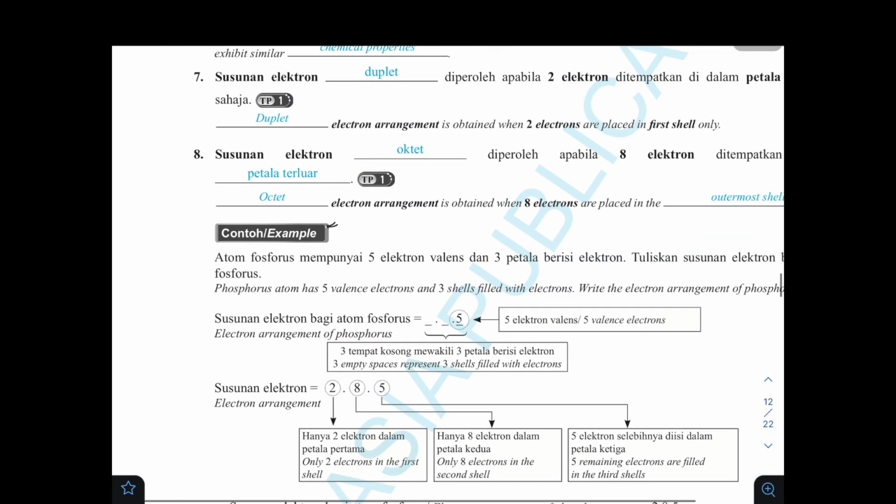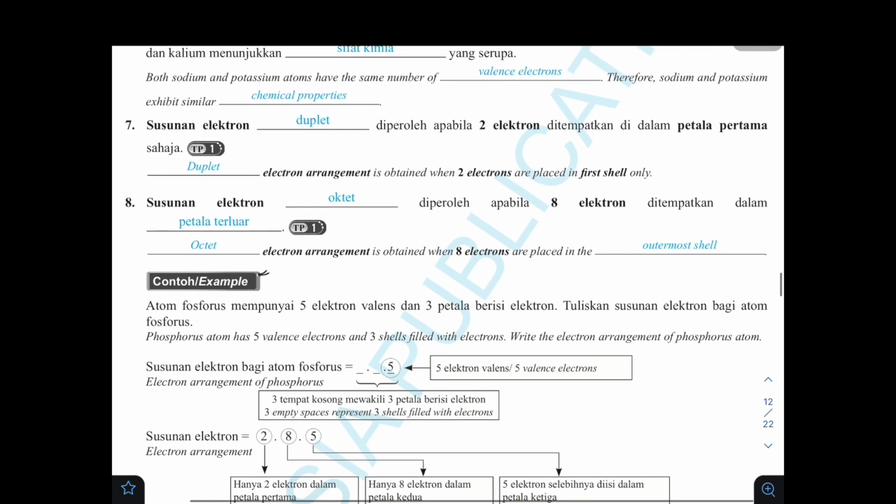For the elements in the periodic table, only helium atom has the duplet electron arrangement. Only helium atom in the periodic table of elements has duplet electron arrangement.